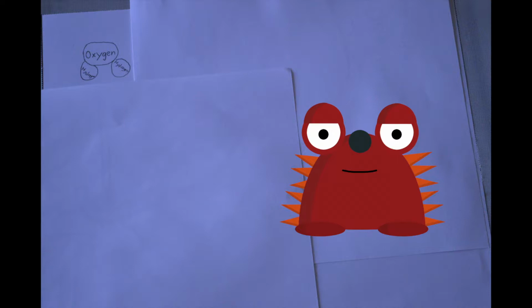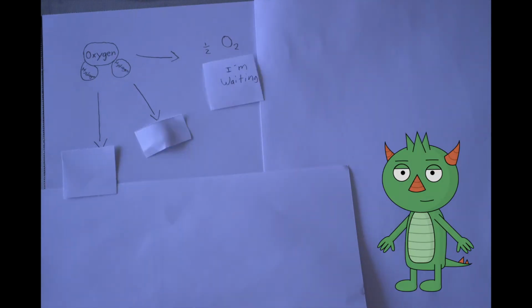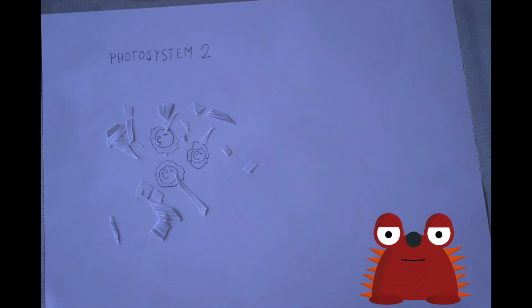Then the H2O splits into electrons, hydrogen, and half of an O2. The electrons head to photosystem 2. The hydrogen collects in the lumen, and the oxygen waits for another half and then exits the plant. Now in photosystem 2, the electrons are energized by sunlight and move through ETS to photosystem 1 and attract hydrogen into the lumen during the process.